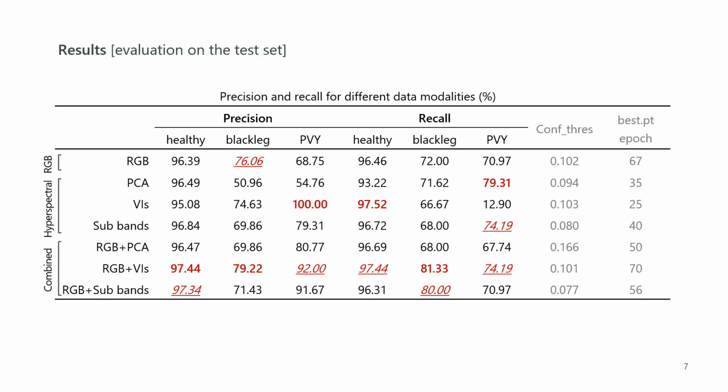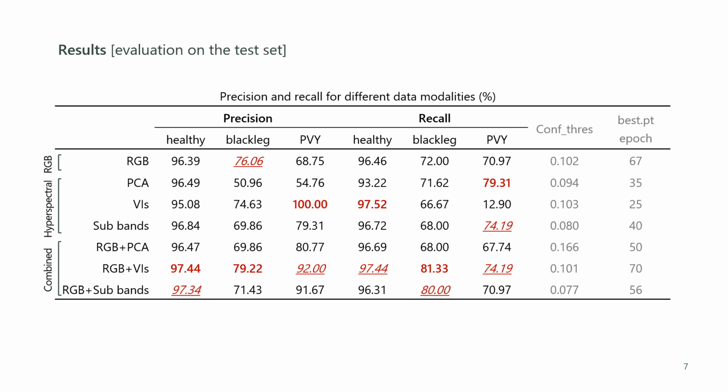The evaluation results on the test set indicate that RGB imagery alone provides better detection accuracy than hyperspectral information alone. However, integrating hyperspectral information further improves detection performance. Notably, combining RGB imagery with vegetation indices yields both high precision and high recall, demonstrating the benefits of feature selection in enhancing detection accuracy.